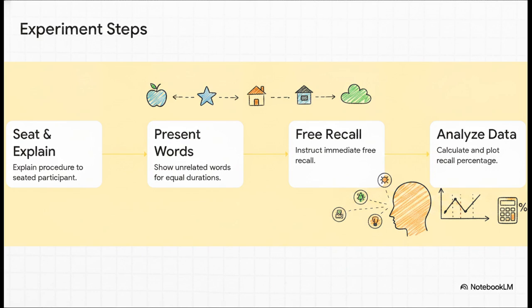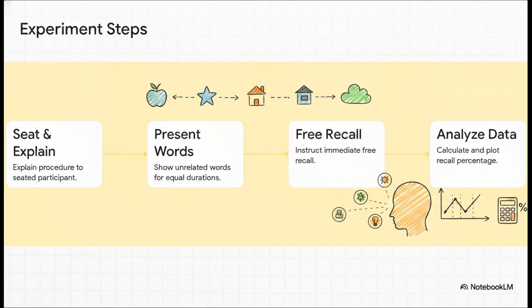Okay, here are the exact procedural steps you'll follow. First, you'll see your participant comfortably and explain that a list of unrelated words will be presented sequentially. Second, you'll present these standardized words, say apple, then star, then house, one at a time for an equal duration. Typically, that's exactly 1 to 2 seconds per word.